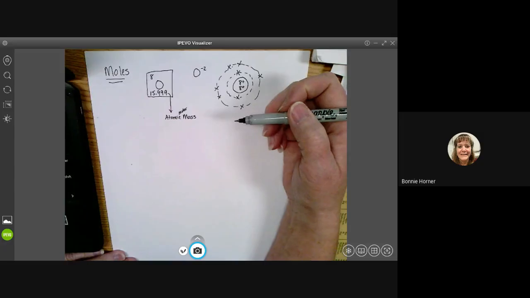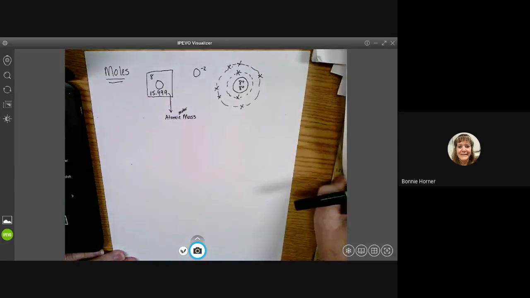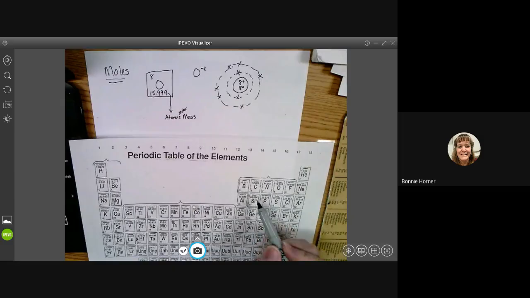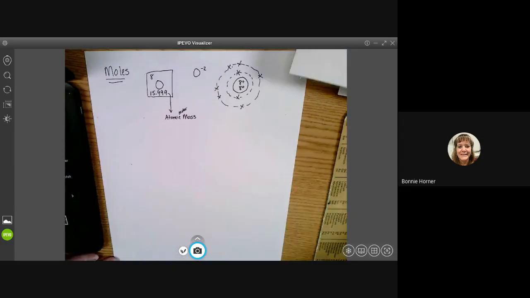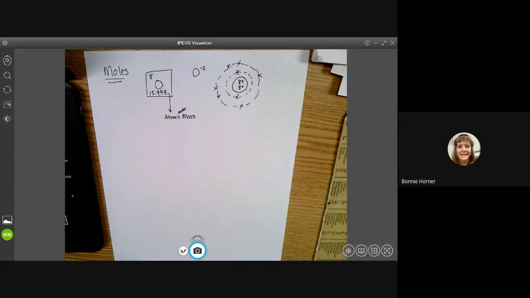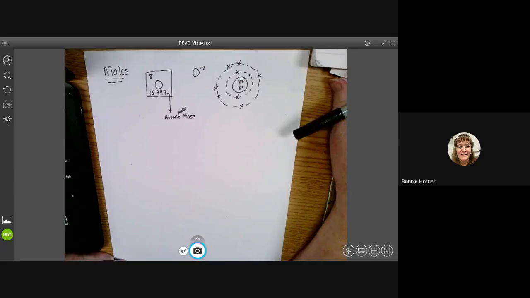Okay, so the atomic mass for any atom is real easy. You just have to look at a periodic chart, right? And look at any of the atomic masses, and that's how much a mole of that element weighs, okay? So that's atomic mass, and we use atomic masses when we're talking about atoms or elements, okay?